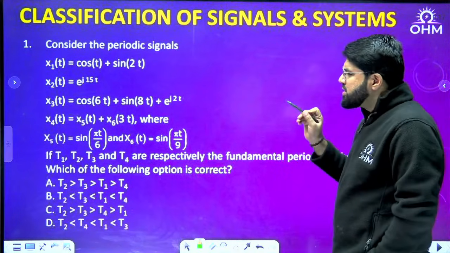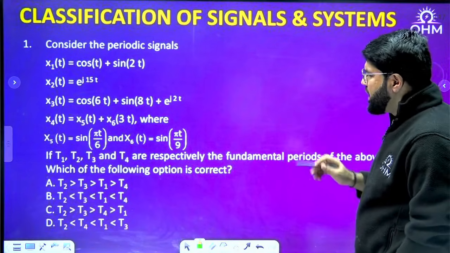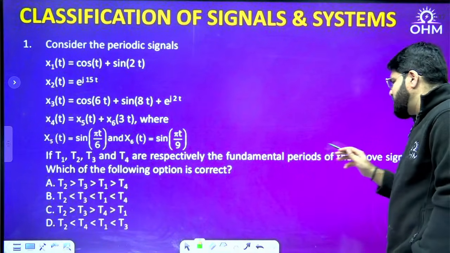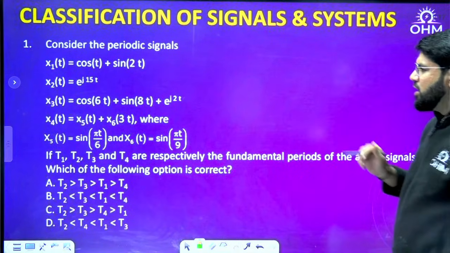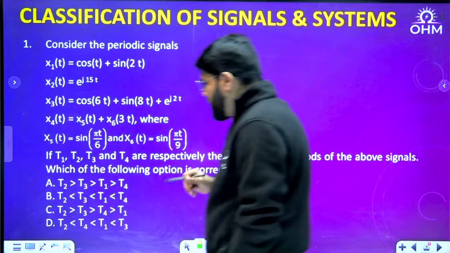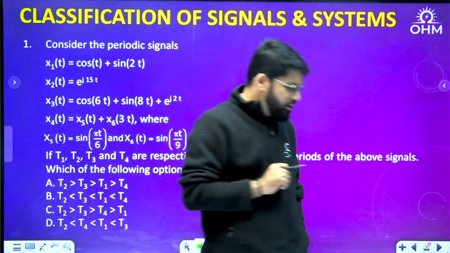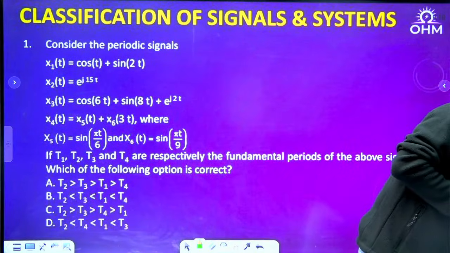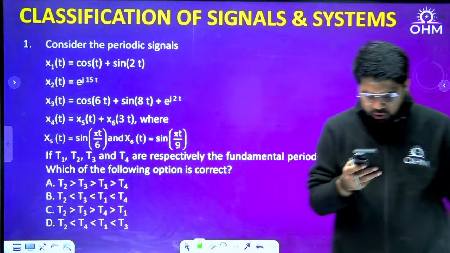Four signals are given, x1, x2, x3, x4, and T1, T2, T3, T4 are respectively the fundamental periods of the above signals. Which of the following options is correct? We have to arrange the time periods in increasing order. So have a look into it, start solving.